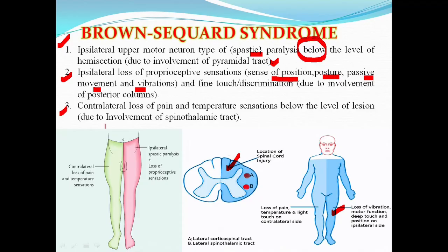And also on the opposite side, contralateral loss of pain and temperature. On the opposite side, there is loss of pain and temperature sensations below the level of the lesion. The spinothalamic tract was involved. These are the collective signs and symptoms of hemisection, termed the Brown-Sequard syndrome.